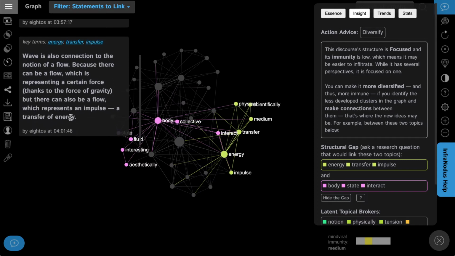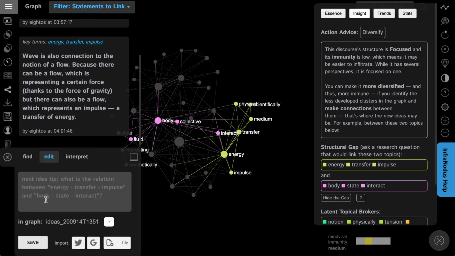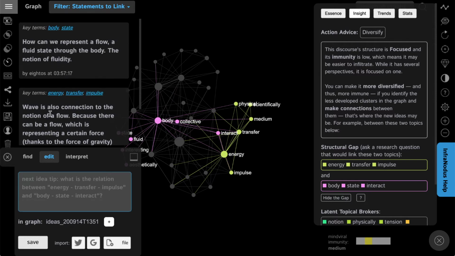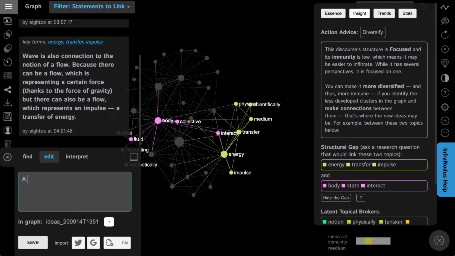And then energy as a transfer of impulse. So maybe a flow of energy can be represented through an impulse. A moment of tension, what we talked about earlier, and what we started from actually, this interest in tension and release. Moment of tension and the moment of release.